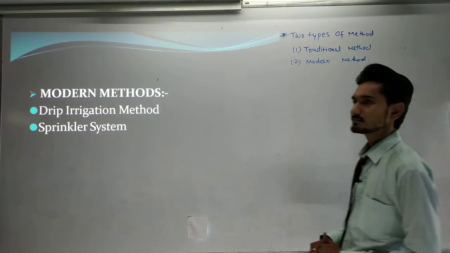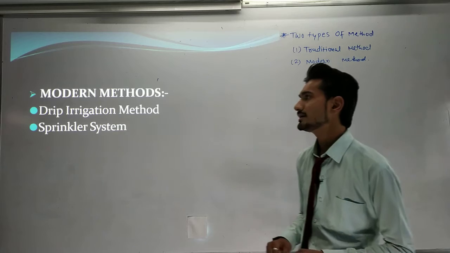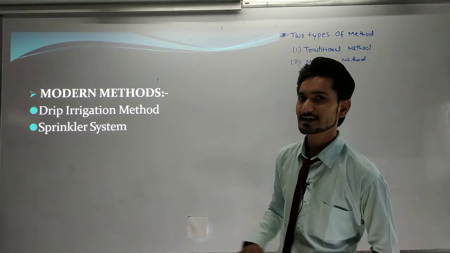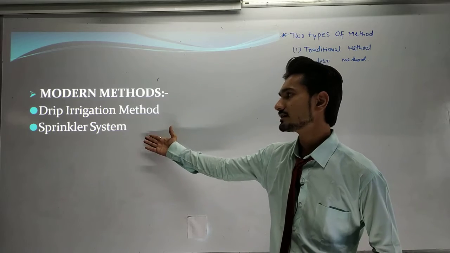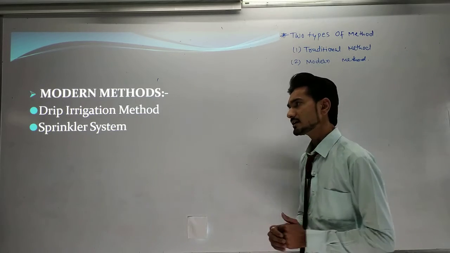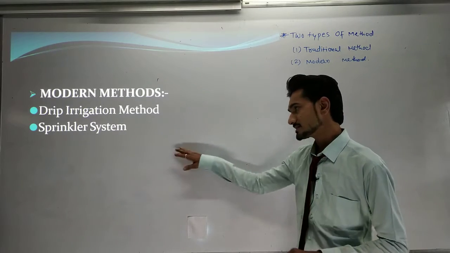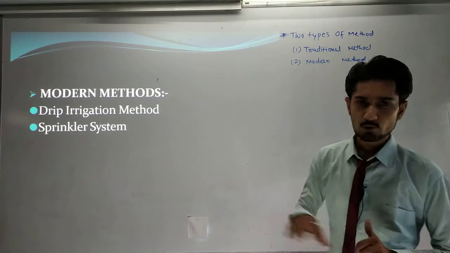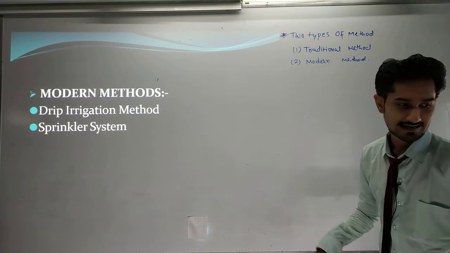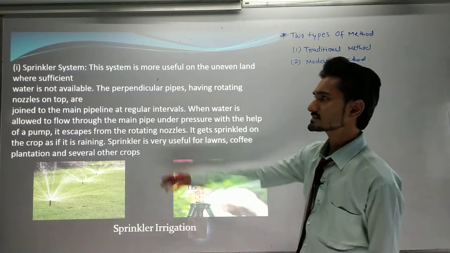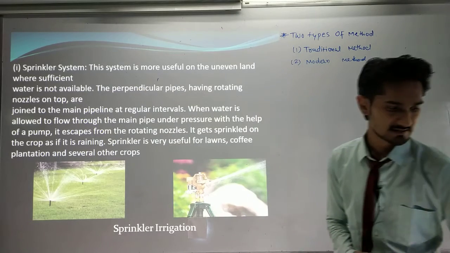Going on to the next method, that will be the modern methods, in which we are going to see 2 methods: the drip irrigation method, and another one, the sprinkler method. Now what is the drip irrigation method and what is the sprinkler system? We are going to see both in the next slide. First we are going to see the sprinkler system.